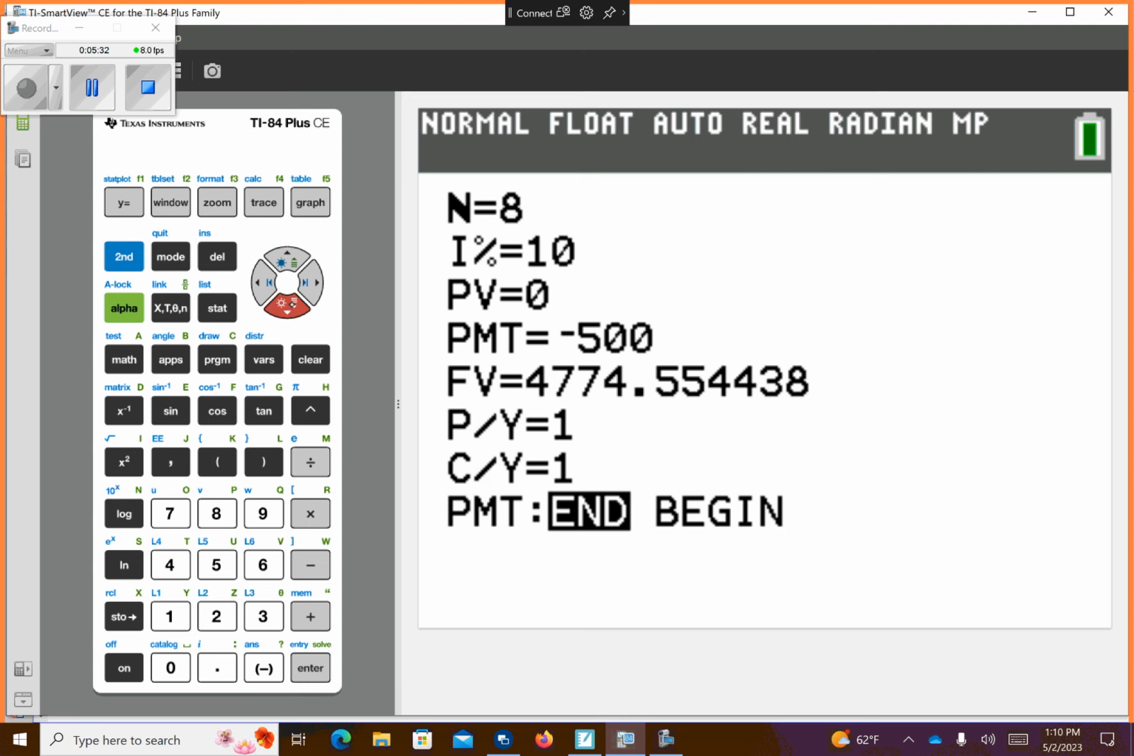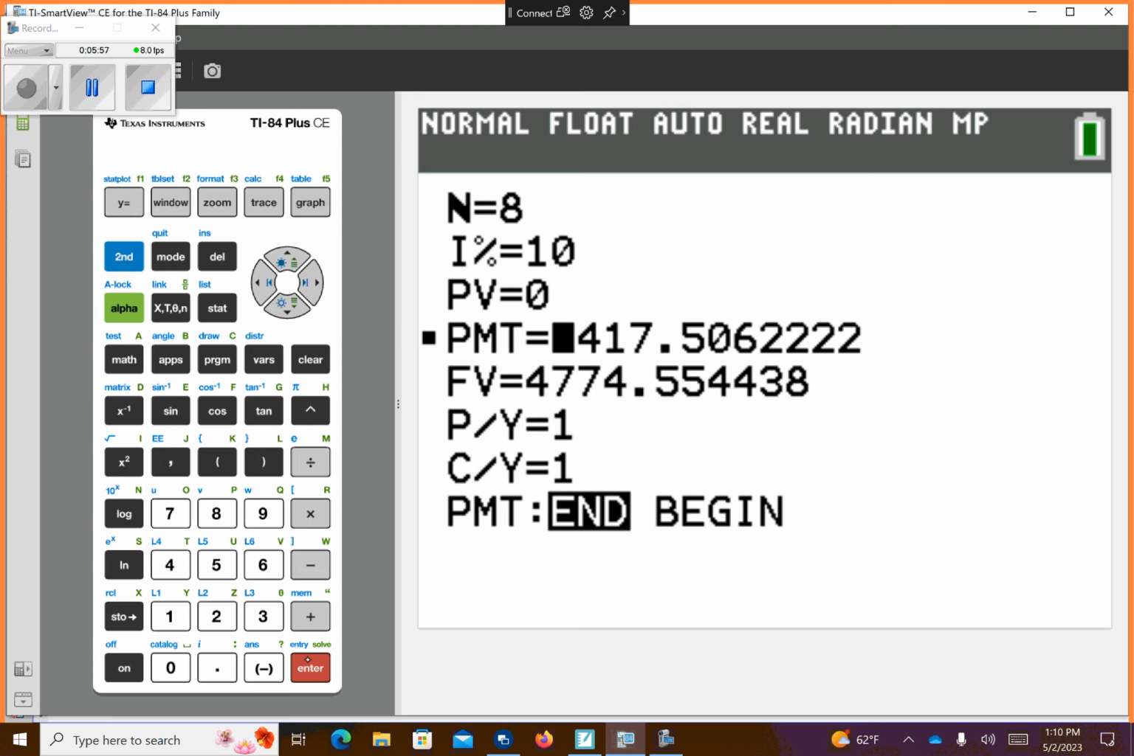So, let's see. We should be able to go alpha solve here. So it looks like if he invested $417.51 each year for 8 years... Change out the final value of the video.